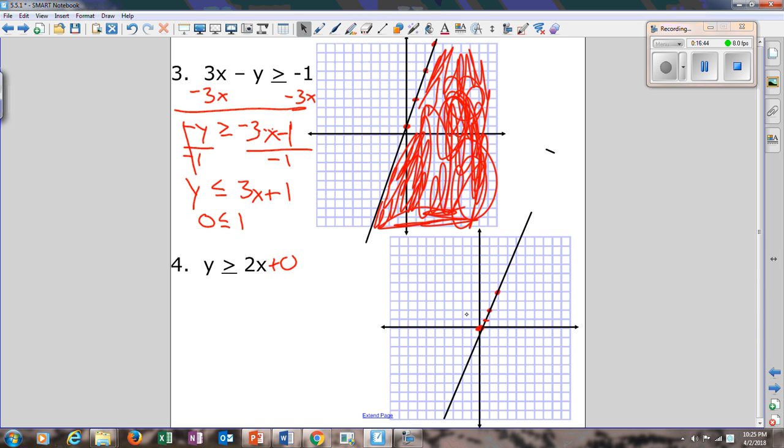So just choose another easy point, 0, 1. That will give you 1 is greater than or equal to 2 times 0 plus 0. So 1 is greater than or equal to 0. So we chose this point originally. It created a true statement, so we shade above the line.